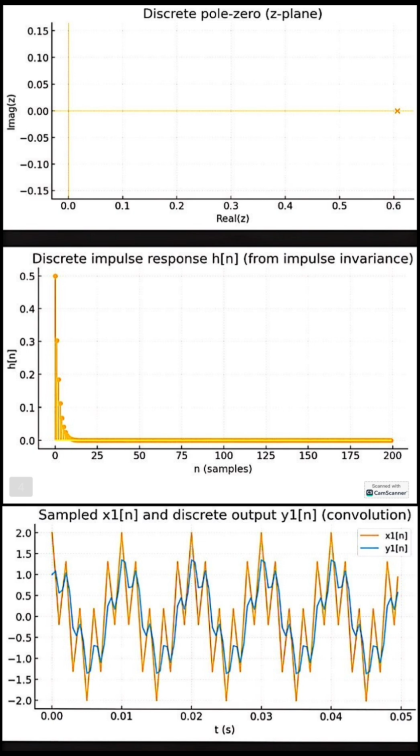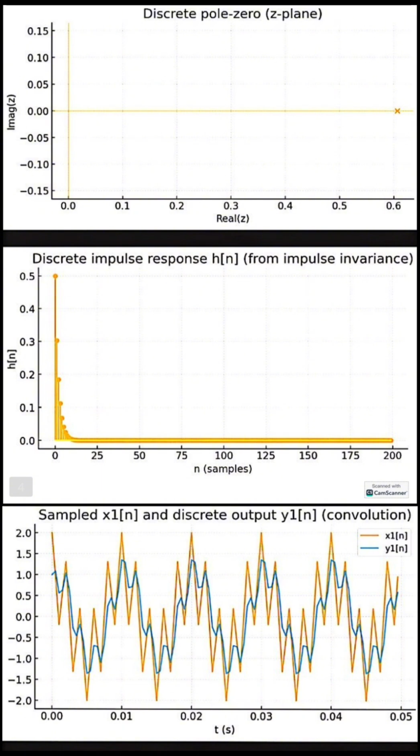And we come to the second one, the impulse response h of n. It shows a sampled version of h of t, which is decaying exponentially, and it's labeled from impulse invariance, which confirms the design method.